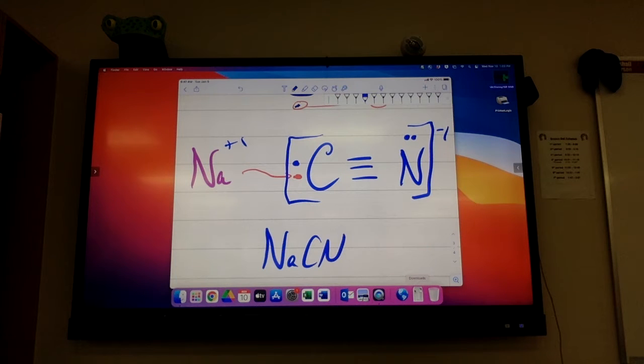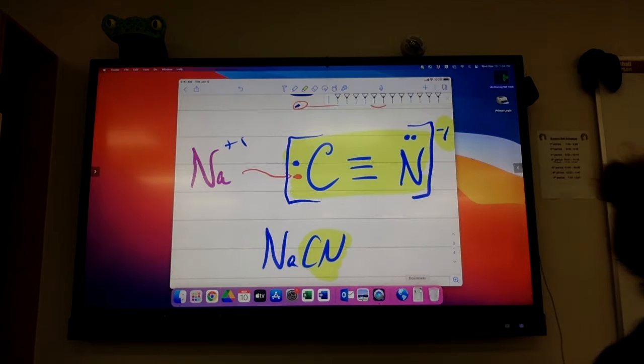This part right here, that is the polyatomic. A polyatomic ion means a bonded structure of many atoms, polyatomic, and it's a charged ion. So polyatomic ion. A lot of things have to happen for that. So you have to have a metal together with a bonded compound of nonmetals.